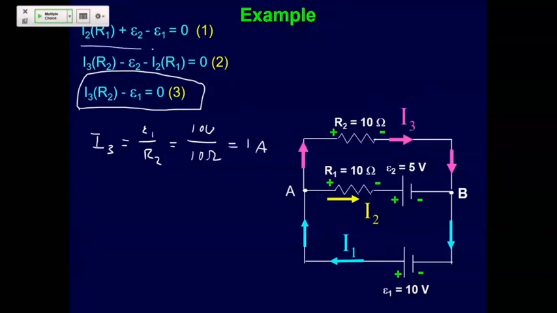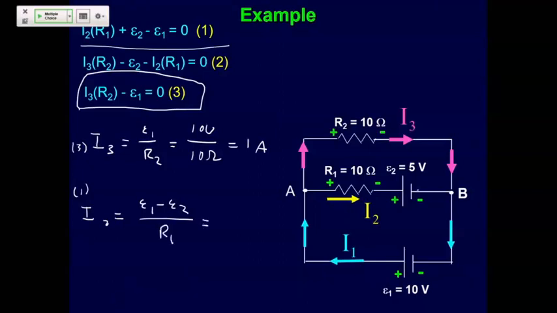Okay, I can also see that this top one over here is actually pretty easy to solve for. And so this here I got from my equation 3. This one here I get from my equation 1. So I get I2, when I bring this over, to be epsilon 1 minus epsilon 2 divided by R1. And so epsilon 1 is 10, this is 5. And so this will be a total of 5 volts here. And my R1 is 10 ohms. And so if I do that, I get 1/2 of an amp.